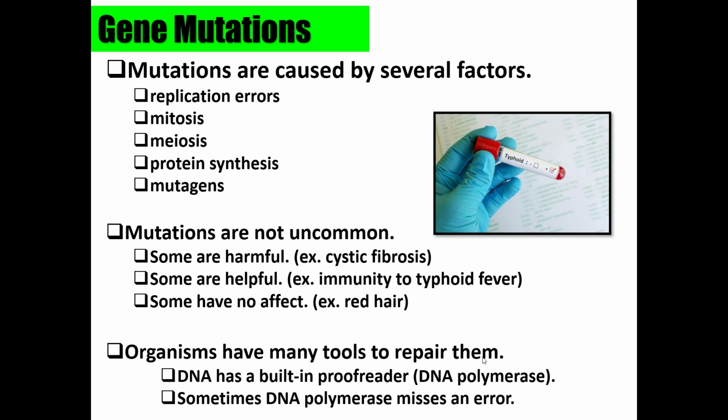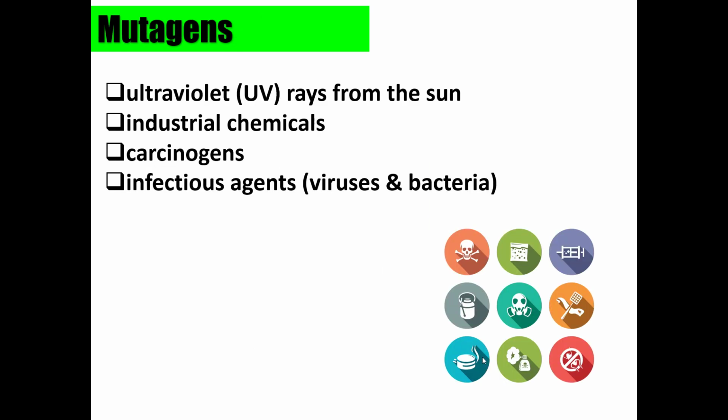Now, usually organisms have many tools within the cells that help repair these mutations or find these mutations or fix them before they become a problem. We've talked about before DNA polymerase or RNA polymerase is the proofreader enzyme that usually does a really good job of proofreading and catching these mistakes. But occasionally mistakes do happen within the cell.